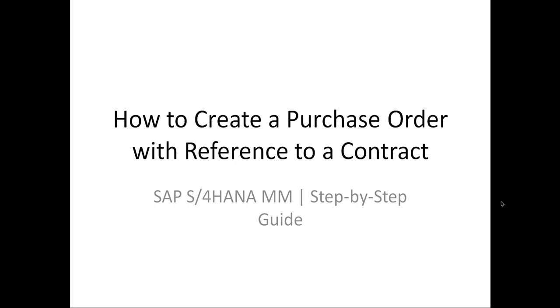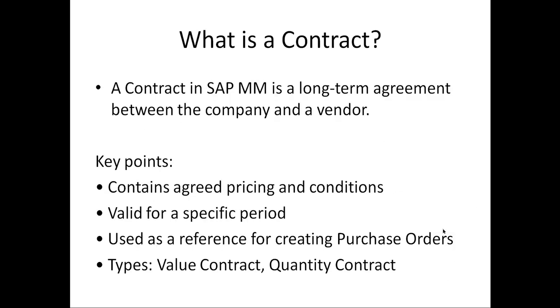First, I will show you what is meant by a contract and the definition of a contract. So, what is a contract? A contract in SAP MM is a long-term agreement between the company and a vendor. Key points here: it contains agreed pricing and conditions, and also a validity end date, the valid-to date, for a specific period, and it is used as a reference for creating purchase orders. In SAP, we have two types of contract: one is the value contract, and the other one is the quantity contract.